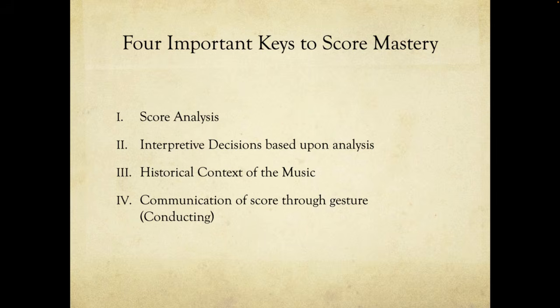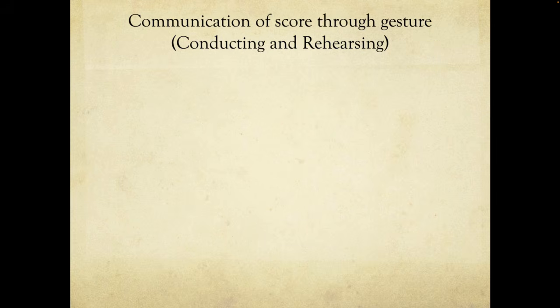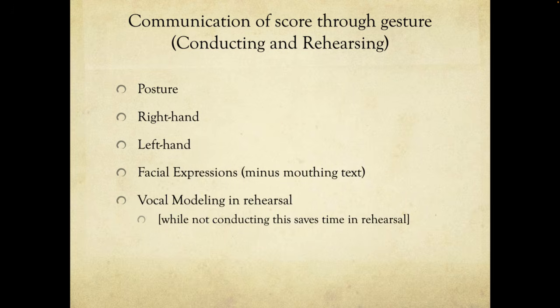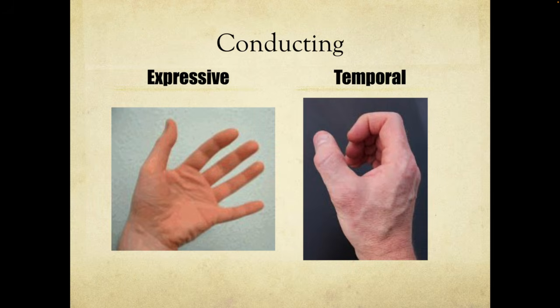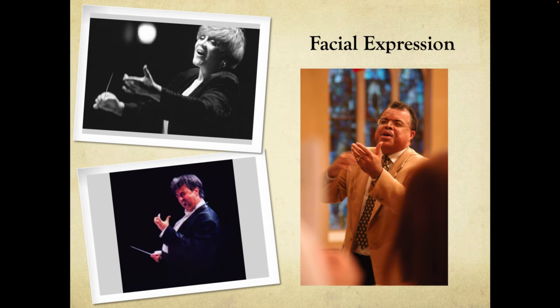Now, we've gotten through the first three. The last thing is the communication of the score through your gesture, right? This is going to come back to posture, right hand, left hand, facial expressions, vocal modeling in the rehearsal. By the way, this is something I'm very passionate about you learning. Your left hand is going to be your expressive hand. Your right hand will be your temporal hand, as in using time. Your facial expressions, which you can see, there are three conductors here, all using different ways of emoting what they're wanting. I am a fan of that. Some people are not. I think it's wonderful to emote. I don't think you should mouth the words, per se, but definitely show the music through your face.